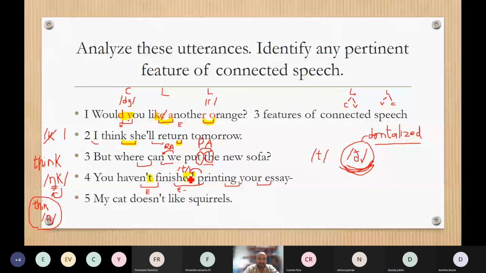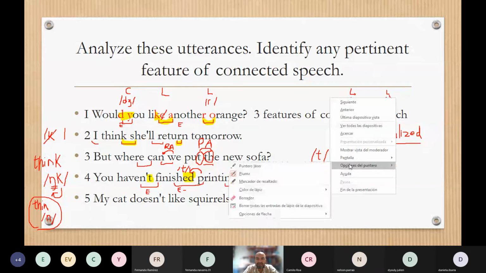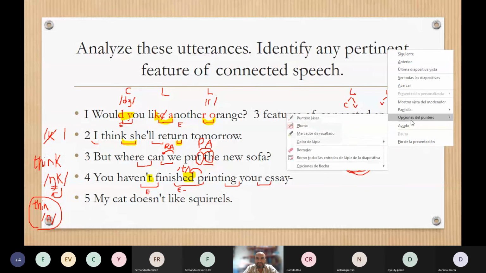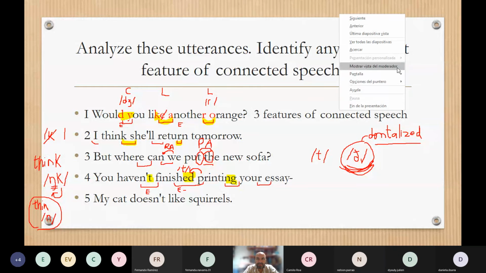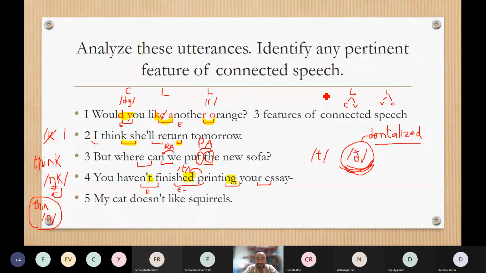So we talk about an assimilation. Regressive or progressive? Regressive. It goes backwards. Exactly. What happens here in the word printing? What do you think? Of the sound. Mm-hmm. Printing. Last. Yes, the last sound should be, right?